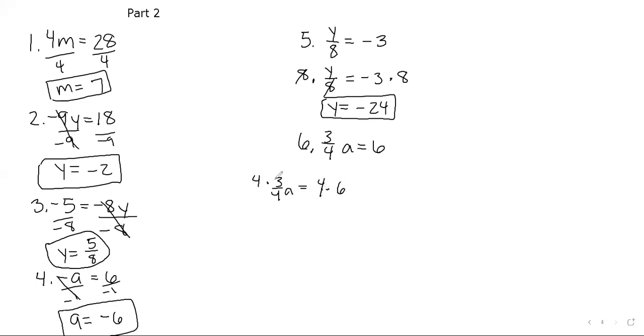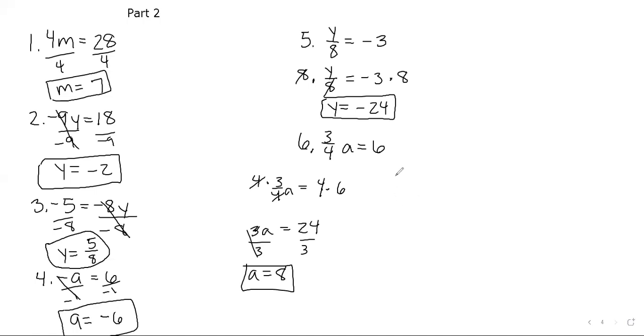All right. So if we multiply by 4 on both sides, the 4 over 4 is going to be 1. And we're going to be left with 3A. On the right side, we have 4 times 6, which is going to be 24, okay? From here, we will have a problem like 1, 2, and 3, okay? Where we're just going to divide both sides by 3 to get A equals 8, okay?